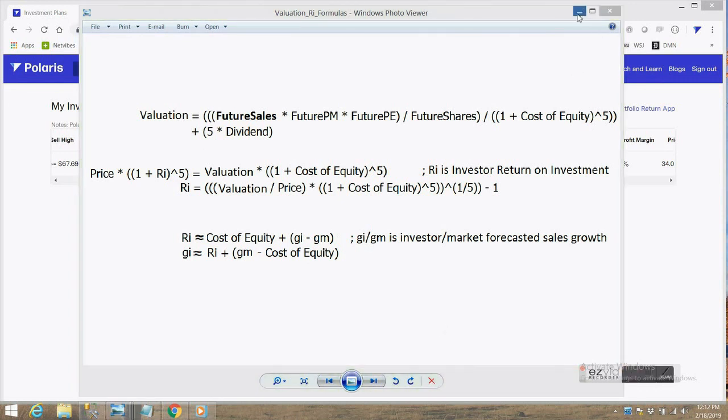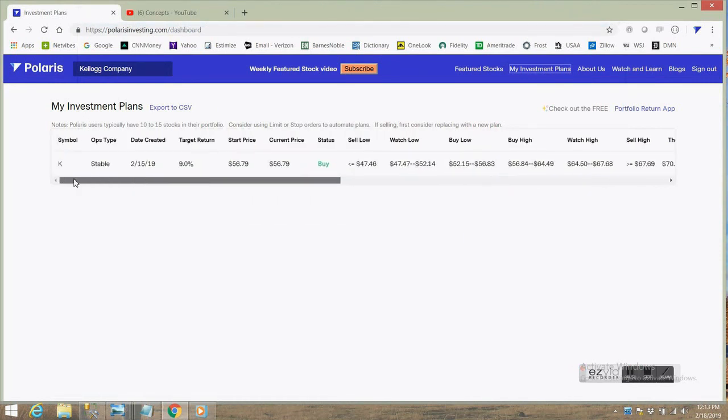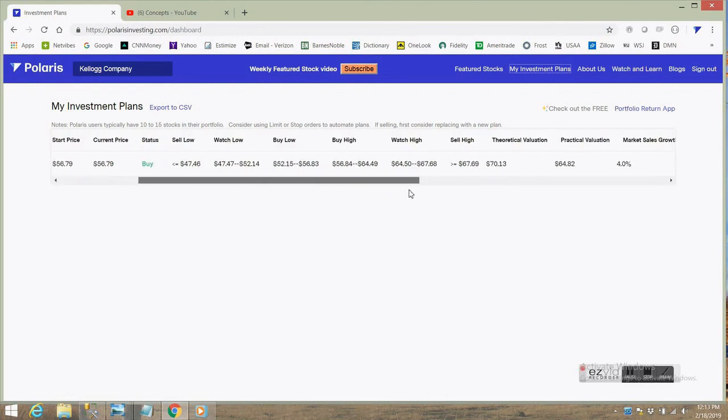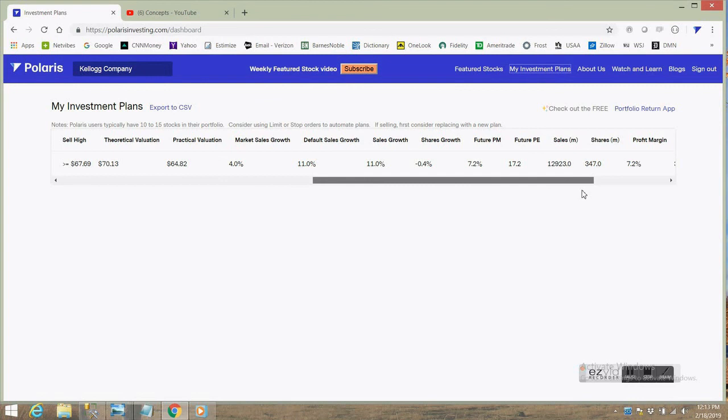All right, so let's wrap things up. At the end of the day, what is the investment plan really providing you? Well, the main purpose is to provide you with trading guidance in terms of these statuses: buy, sell, watch. But if you're interested, it also allows full transparency in how all the calculations were derived.